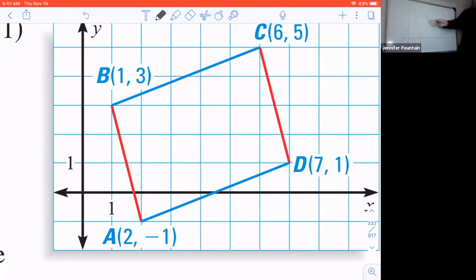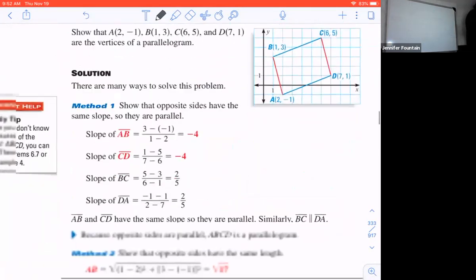Slope formula. So I can find the slope of each of my blue lines. If they are the same slope, then they are parallel. Same thing with my red lines. If I can use the slope formula to prove that the slope of this side is the same as the slope of this side, then they are parallel lines. Now to find the length, I can use the distance formula.